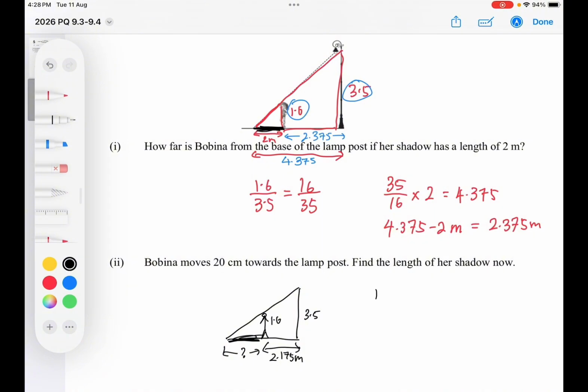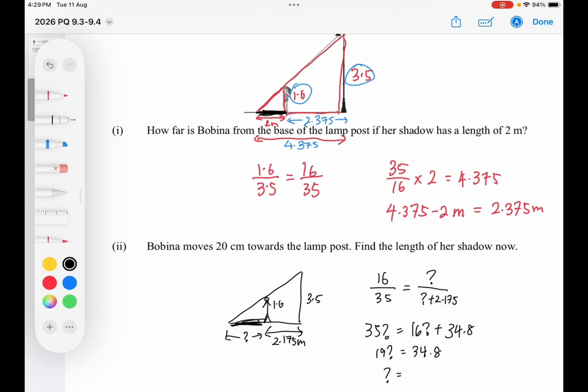Okay, so we say that 16:35 equals question mark over question mark plus 2.175. So we cross multiply. 35 question mark equals 16 question mark plus 2.175 times 16, which is 34.8. So 35 minus 16 equals 19 question mark equals 34.8. 34.8 divided by 19, question mark equals 1.83. So the length of her shadow now is around 1.83 meters.